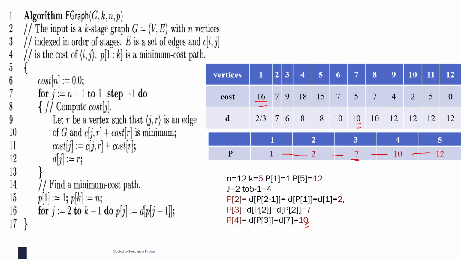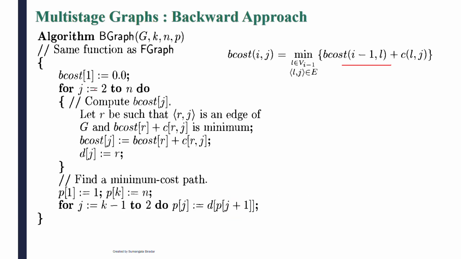So there you took the J value as N minus 1 to 1, but here it is 2 to N. 1 is your source. Next is the second stage, third stage, up to the 5th stage. Whatever vertices you are in, that you have to consider here. It is reverse. The remaining procedure is all the same. The only thing is that whatever procedure you did in the forward approach, now the same approach you repeat in the reverse order. That's it. That is what you call the backward approach.